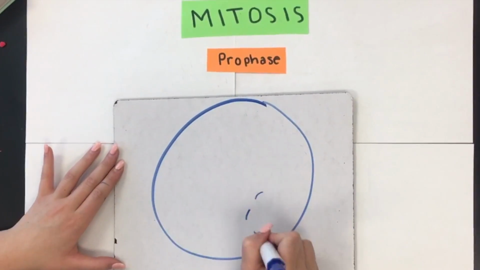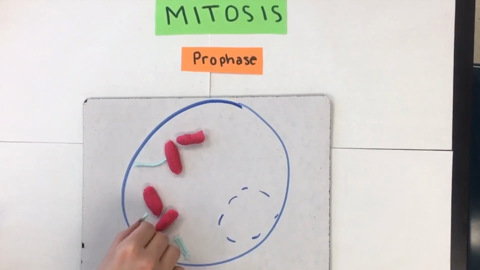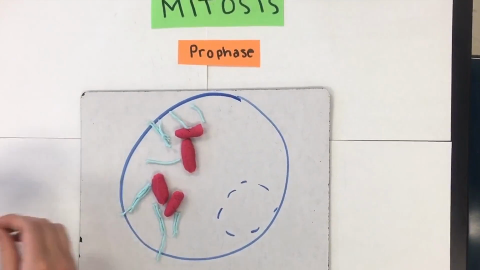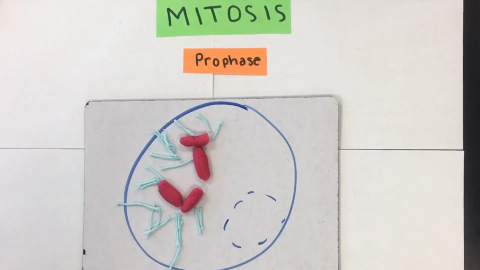In prophase, the nuclear membrane disappears, the nucleolus disappears, chromatin coils into chromosomes, centrosomes start moving towards opposite poles, and mitotic spindle fibers start appearing between the chromosomes.